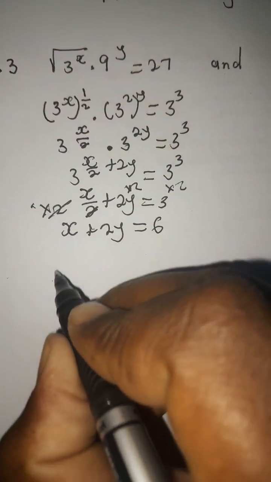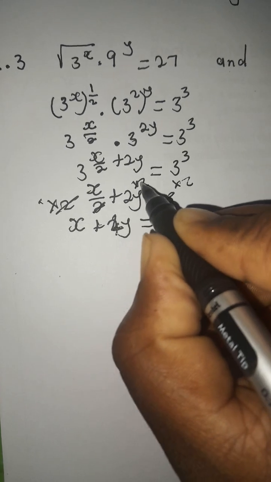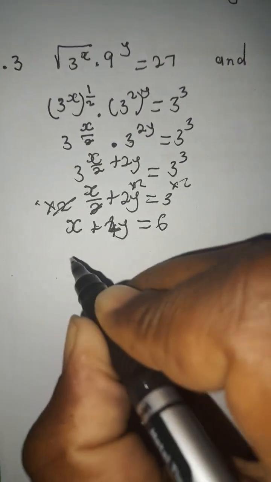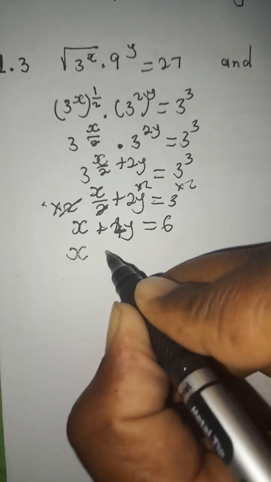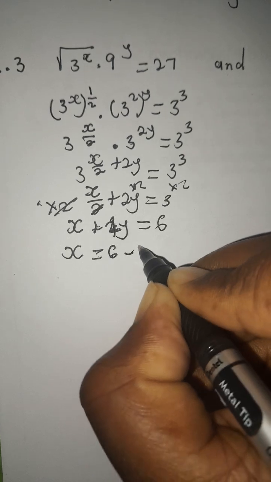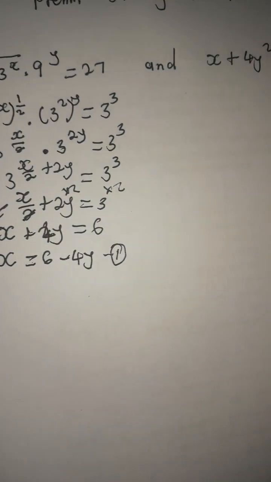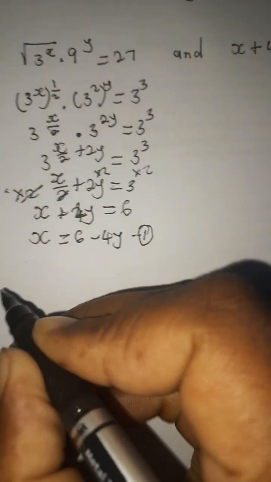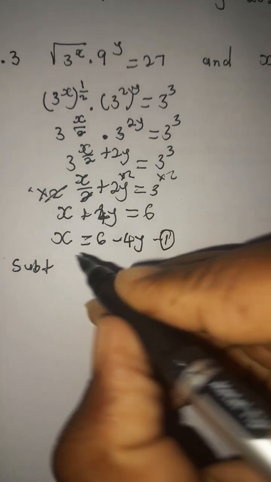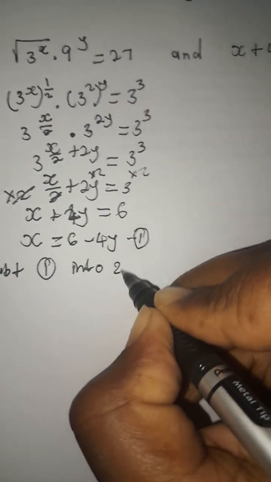From here, this is supposed to be 4y, because 2 times 2y, that will be 4y. Then yes, now it's correct, right? So we need to make x the subject. Let's take 4y to the other side. So that will be 6 minus 4y. You name this equation 1. Remember, we have equation 2 as well, right? So where we see it, we substitute equation 1 into equation 2.